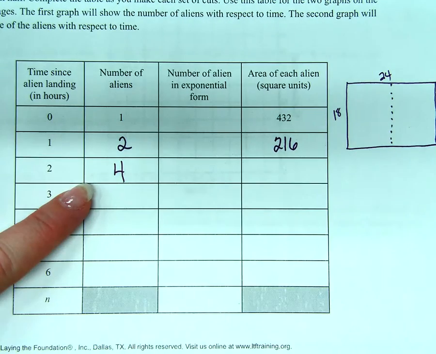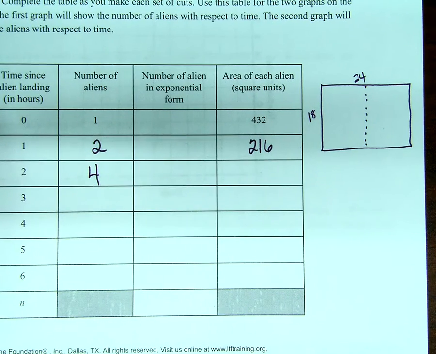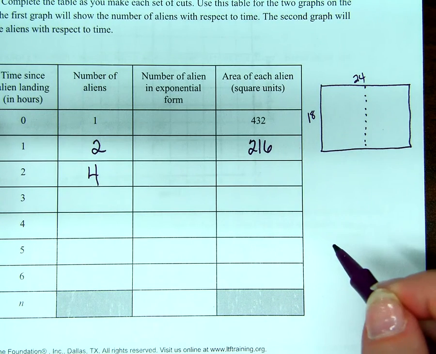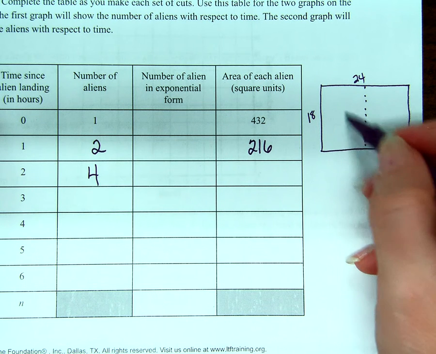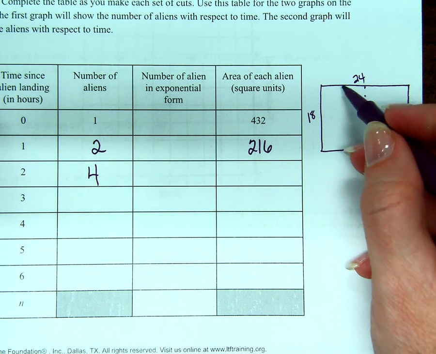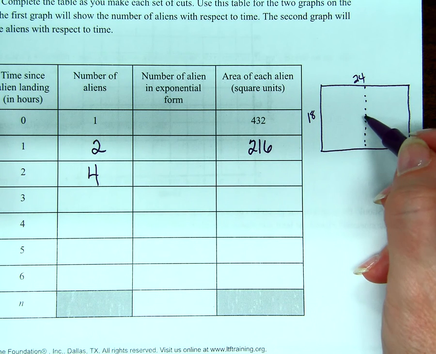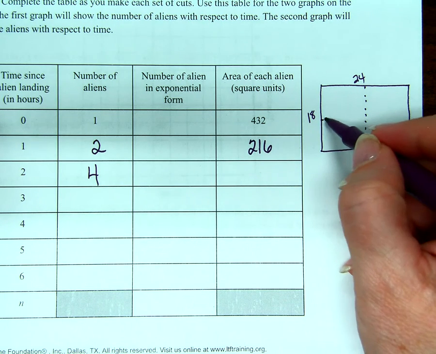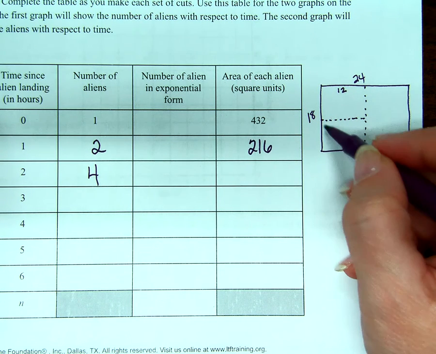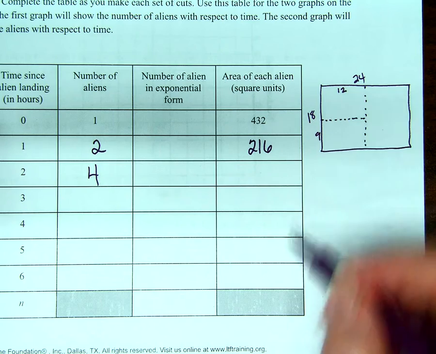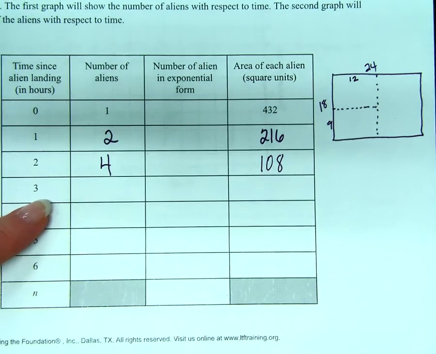After 2 hours, how many aliens are there? 4. What's the area of each alien now? How do you know that? So we have to divide this shape by 2. So are you thinking about that it cuts in half like this or it cuts in half like this? First of all, does it matter? No. It doesn't. Okay, so you said this one, so I'll draw that one. So now this one was 12 already, and so now this one is 9. So what's 9 by 12? 108. Okay.